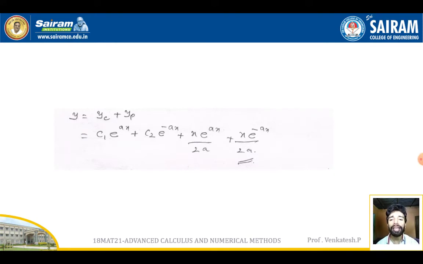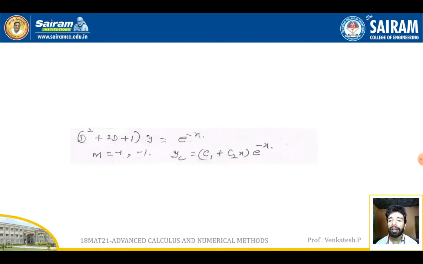So we will see one more example related to exponential equations. So the equation is like this: d square plus 2d plus 1 into y is equal to e power minus ax. So obviously it is a non-homogeneous differential equation of the first type. So first make the auxiliary equation.